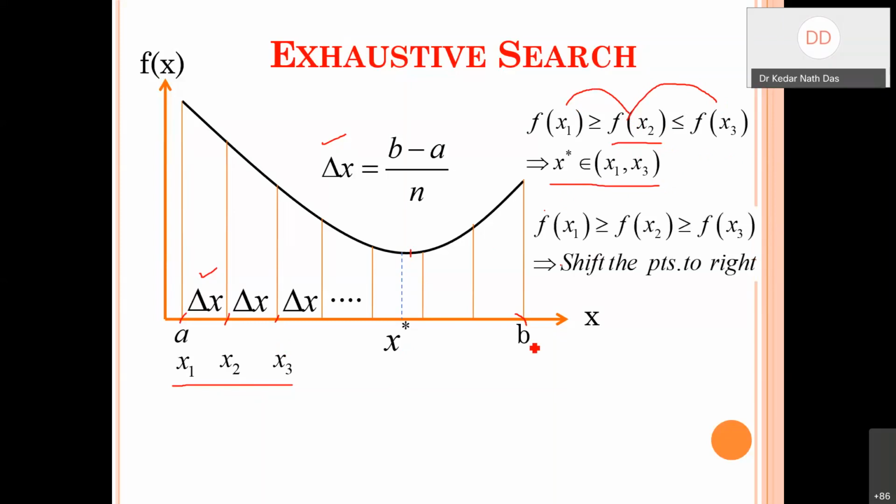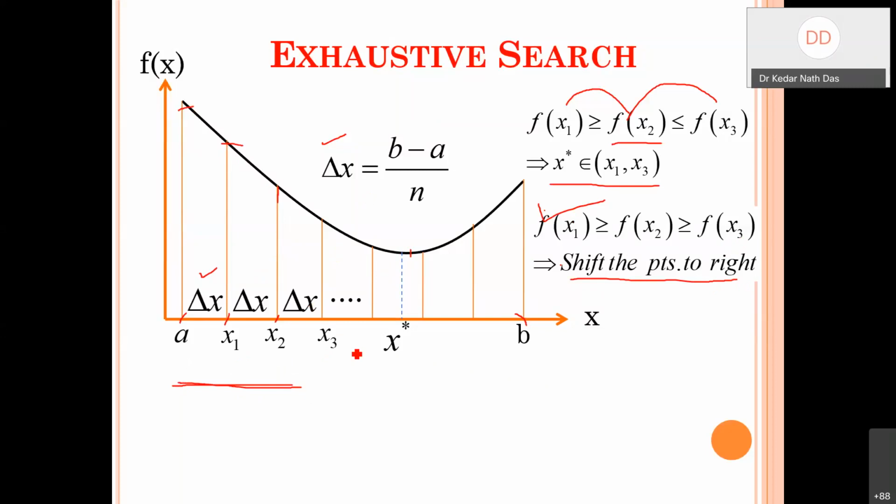If it is not, then we have to check the other condition to shift towards the right: x1, x2, x3. If the function value at x3 is smaller, which is there in the figure itself, where the function value at x3 is smaller than the function value at x2, which is smaller than the function value at x1, then this is the case where the points need to be shifted to the right. You can see that x1, x2, x3 is going to be shifted to the right.